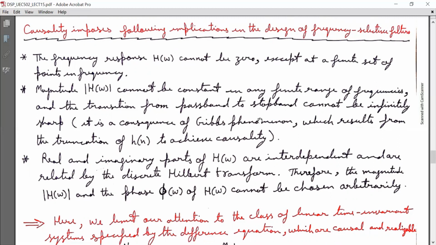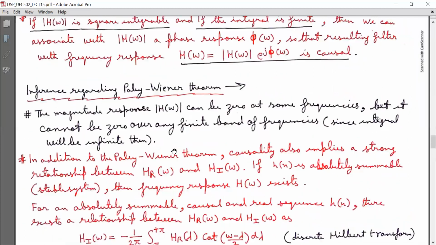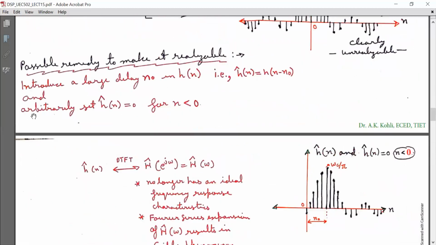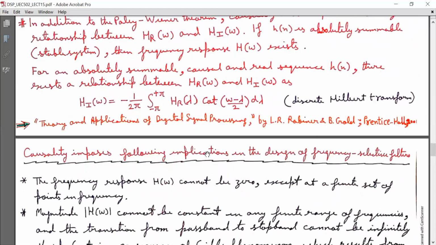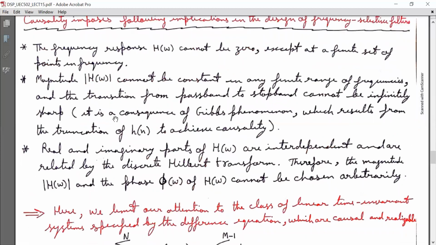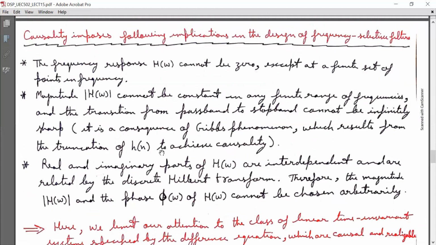It is a consequence of the Gibbs phenomenon, which results from the truncation of h(n) to achieve causality. Look at this: abruptly set h(n) equal to 0 for n less than 0. These samples have been truncated. So the Gibbs phenomenon comes into the picture, which results from the truncation of h(n) to achieve causality. So this is very important. The transition from passband to stopband cannot be infinitely sharp.